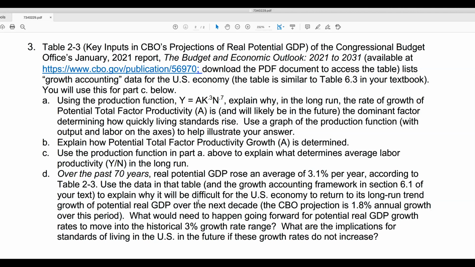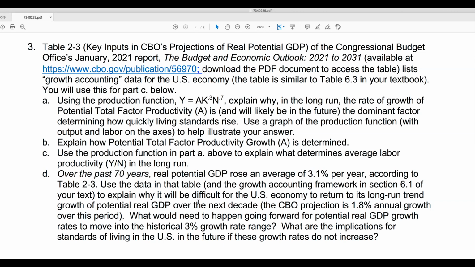What's that formula? How would we get A by itself? Well, we just divide both sides by this stuff. So Y divided by K to the 0.3, N to the 0.7, that's equal to A, right? That's what that is.